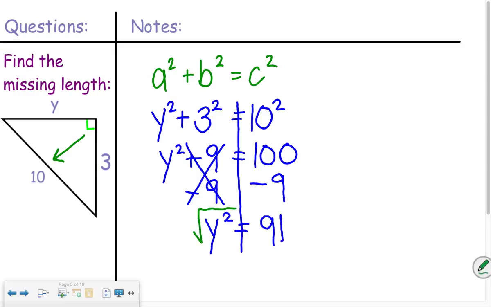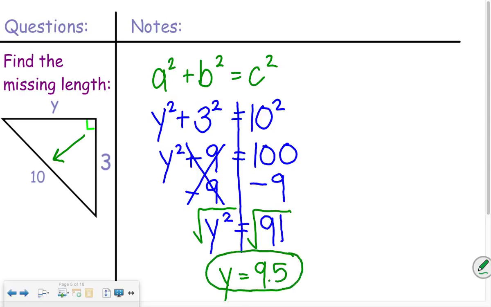Square root both sides. So I have y equals, and the square root of 91 is about 9.5. So if I have y equals 9.5, both my side lengths, 9.5 and 3, are smaller than my hypotenuse, 10, so I did it correctly. Summary.